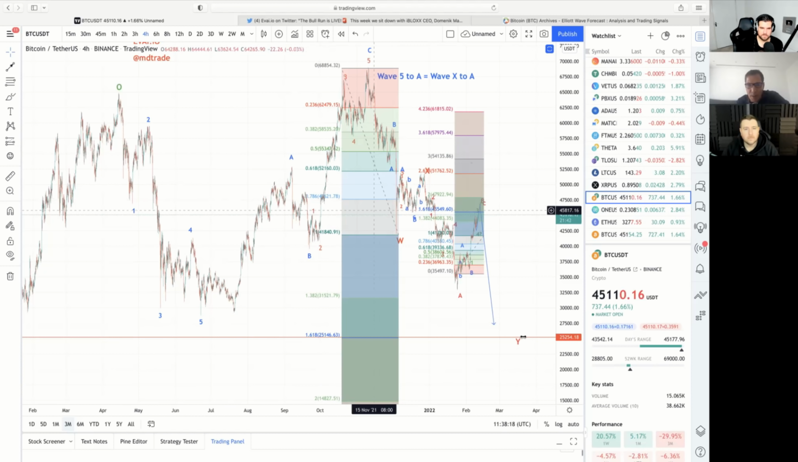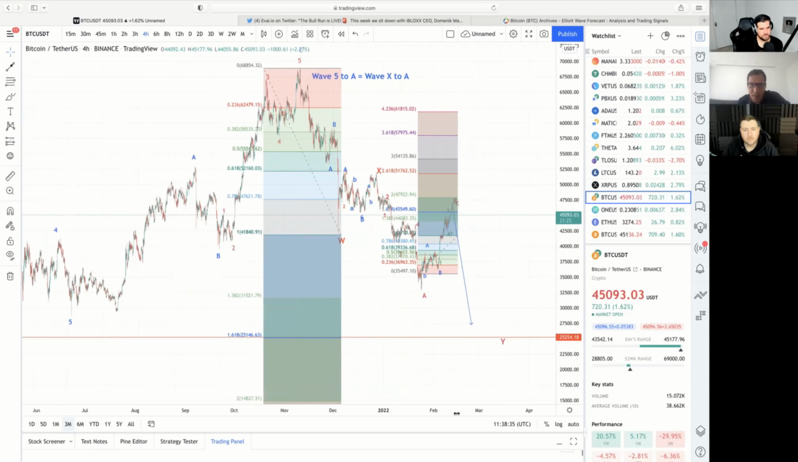But it's probably more important to look at the bigger picture. On the bigger picture, as we always point out, we've got a big head and shoulders here. The head is around here. We've got a left shoulder here, the right shoulder here, which is lower. It's a very common pattern that plays out in the market.